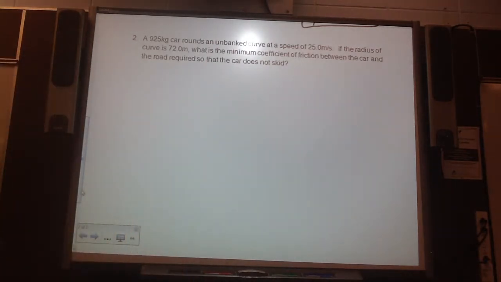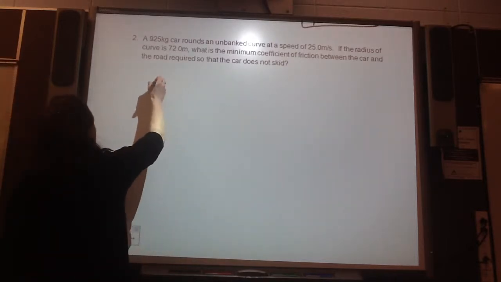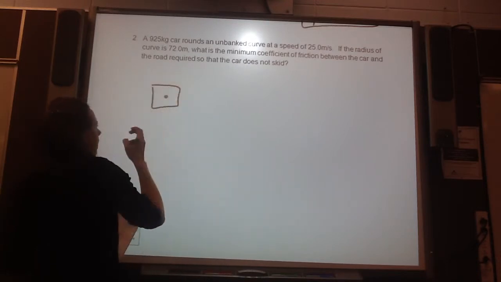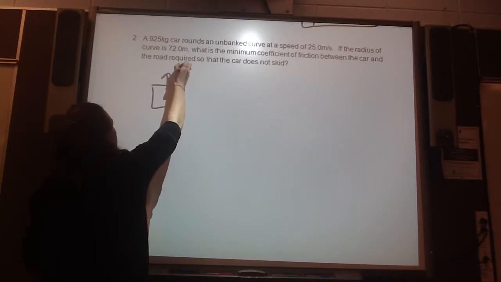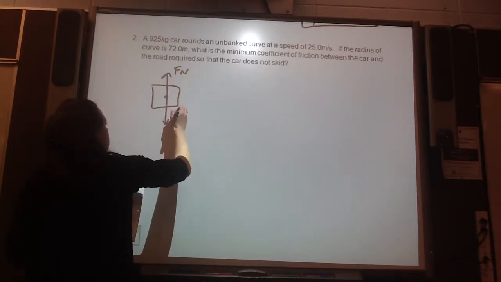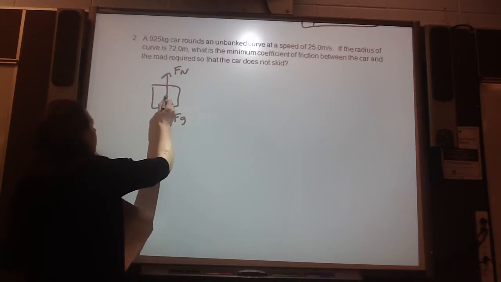It's about a car going around a curve and giving us the data, and then asking us about the coefficient of friction between the car and the road so it doesn't skid. So let's draw a free body diagram for this. We'll have our car as just a box like we usually do. We have our Fn and our Fg. They're going to equal each other, just like we did at the beginning of all of our dynamics stuff. And we have our FF.